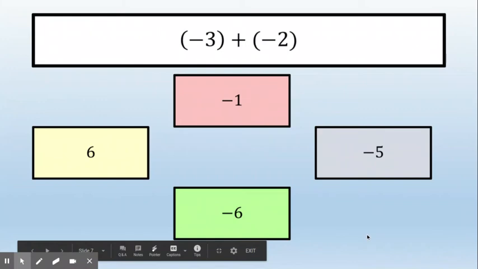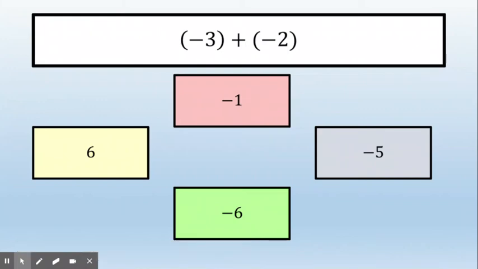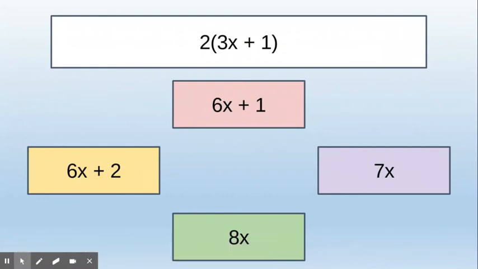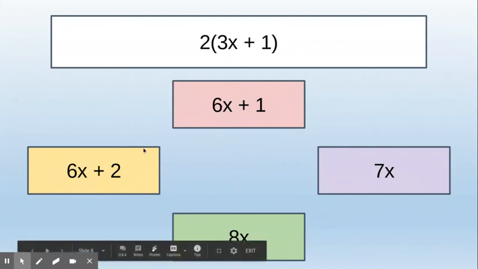This was the last one on integers, so the rest of these are just going to be simplifying expressions with variables. So thinking back to what we learned about combining like terms and distributing. So ready? 3, 2, 1. The correct answer is 6x plus 2.